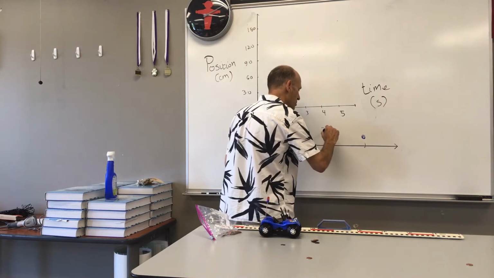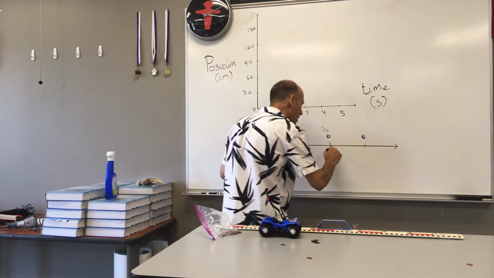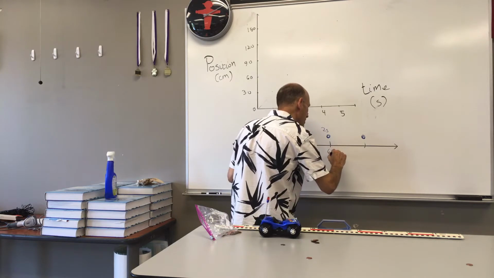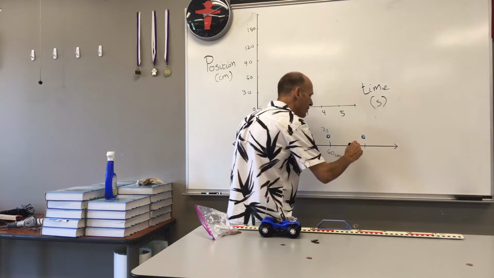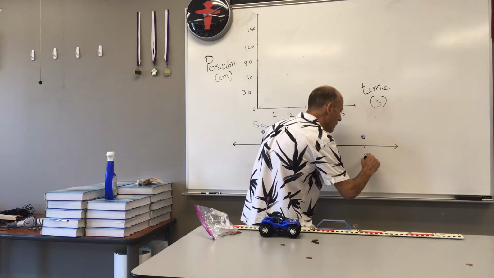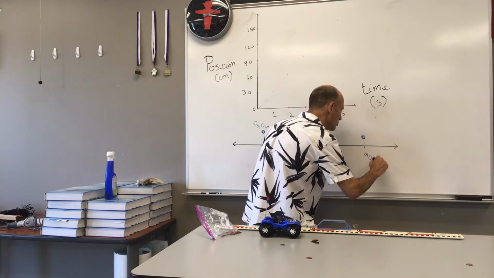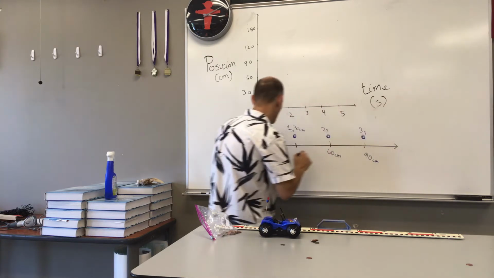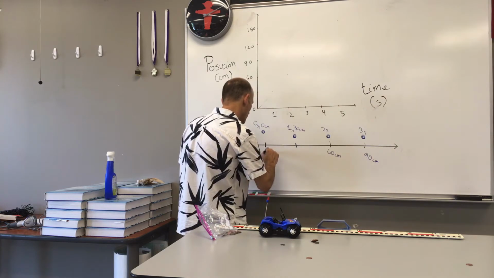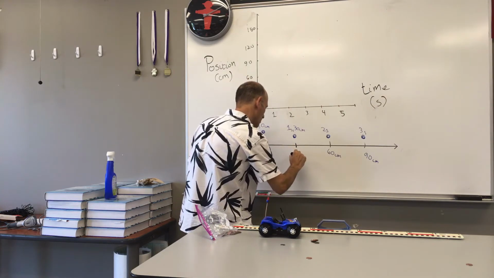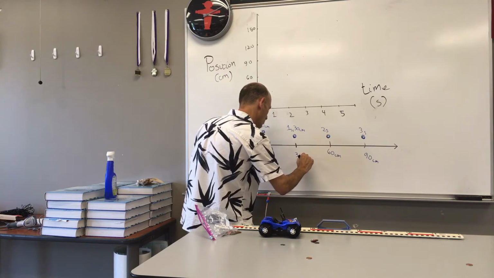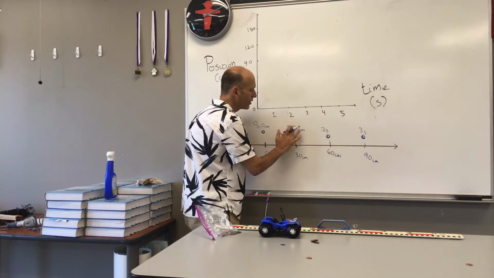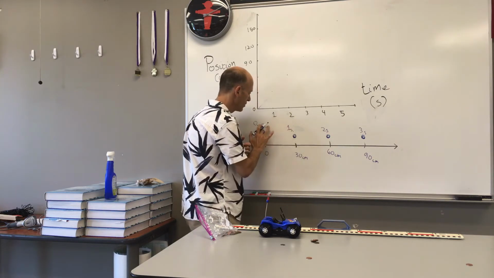2 seconds. It's actually customary to put the times on one side and the positions on another. So I'll start doing that. So now we have a record of the tumble buggy's motion.